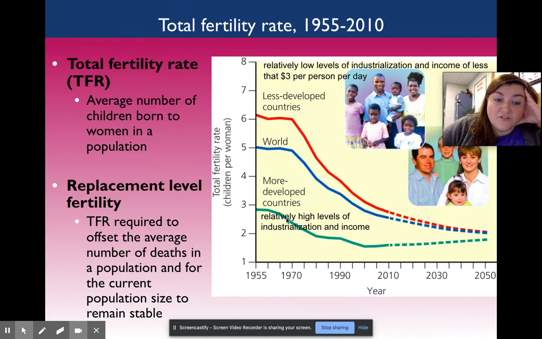The total fertility rate that is required to offset the average number of deaths in a population, and for the current population size to remain stable, is called replacement level fertility. It's literally exactly what it sounds like, right? Just the number that would be required to keep the population where it's at while replacing the people who are dying.